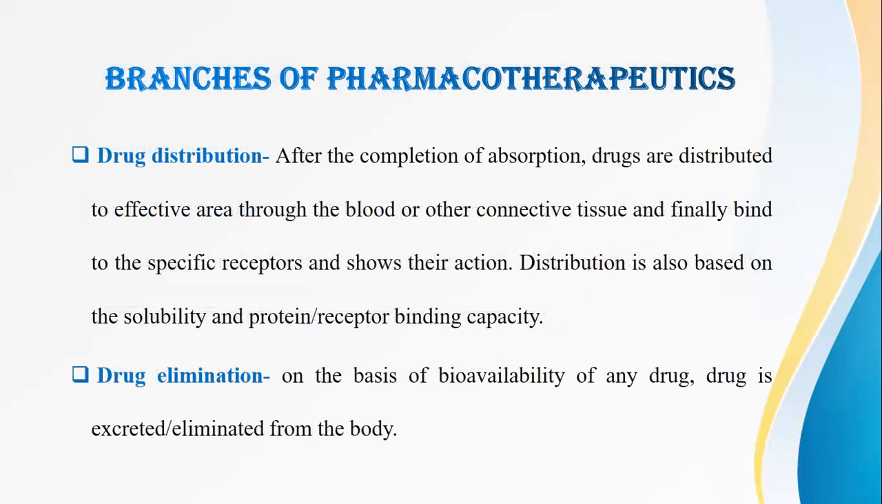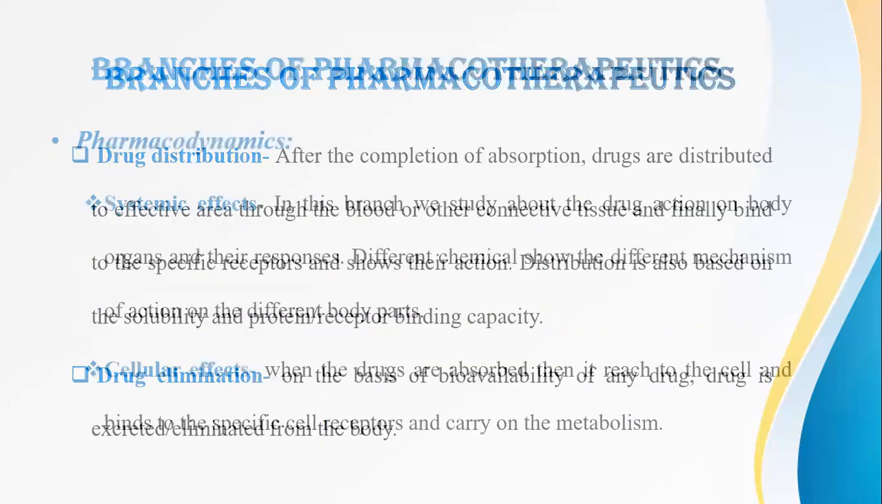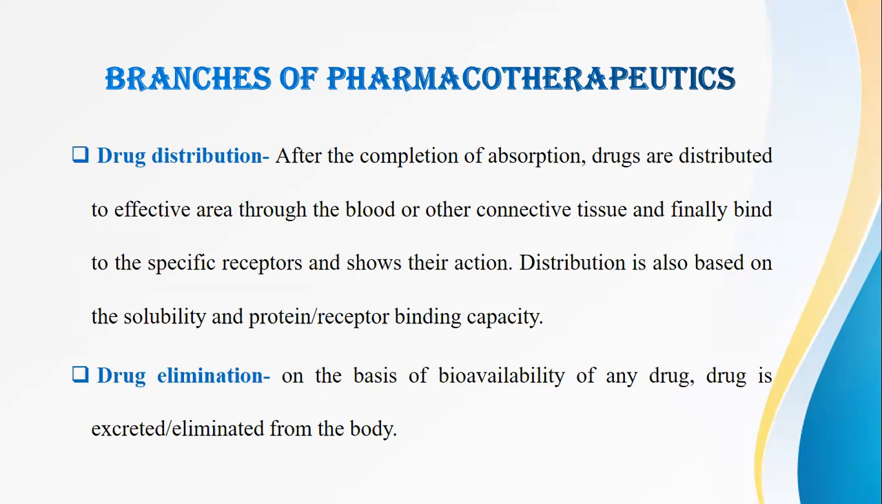After the completion of absorption, drugs are distributed to the effective area through the blood or other connective tissues, and finally bind to specific receptors and show their action. Distribution is also based on the solubility and protein receptor binding capacity. The next step is drug elimination. On the basis of the bioavailability of any drug, the drug is excreted or eliminated from the body. It is the last step in pharmacokinetics.